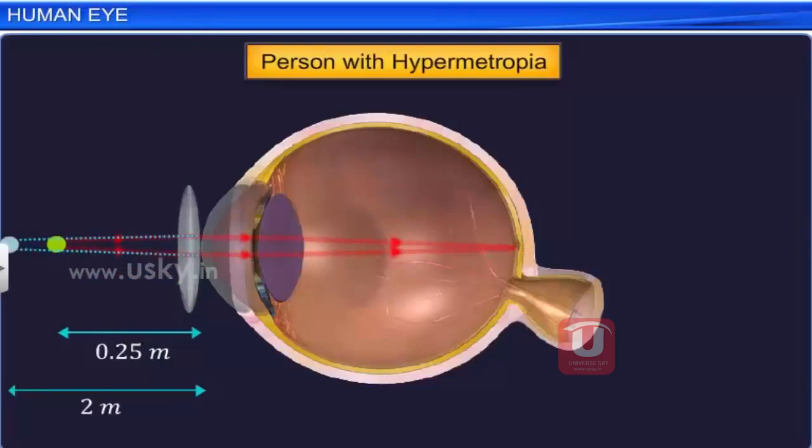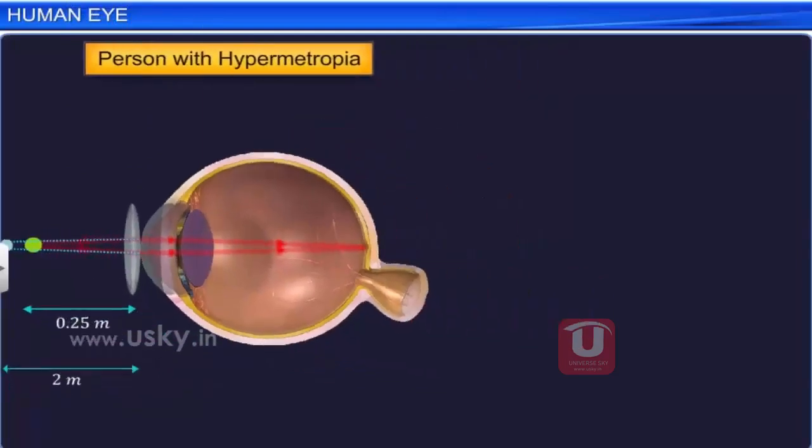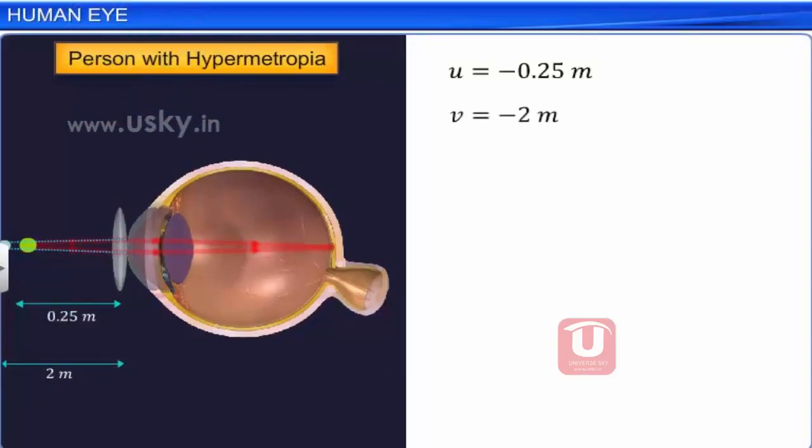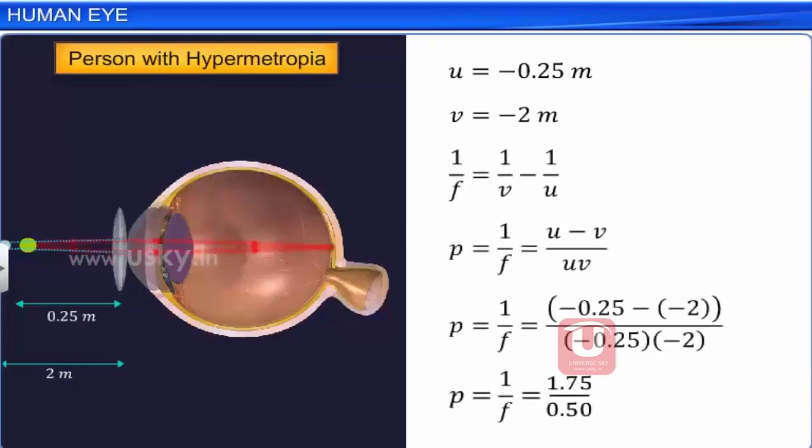That means if u is equal to 0.25 meters, then v must be equal to 2 meters. Substituting these values in the lens formula and solving for the optical power, we get power P is equal to 3.5 diopter.